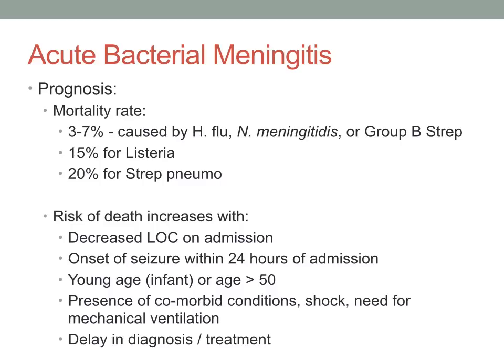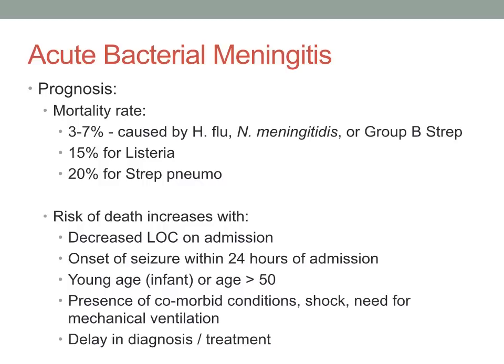So prognosis here with bacterial meningitis. The mortality rate is about 3 to 7% for H flu, but also for meningococcal and group B strep. Now you say, why not maybe higher for those particular organisms? Well, we've got good antibiotics that can treat those, and the meningococcal we can recognize earlier because of that purple rash. Strep pneumo is more commonly seen, and therefore the mortality rate's more associated with that one because it's the more common one, if that makes sense. And then about 15% is the mortality rate with listeria.